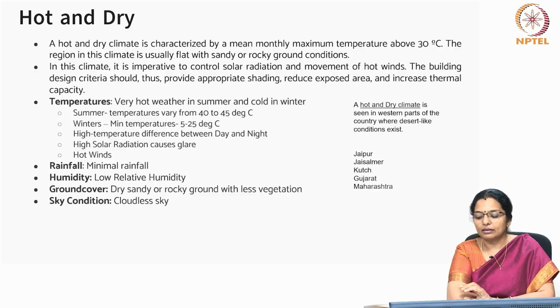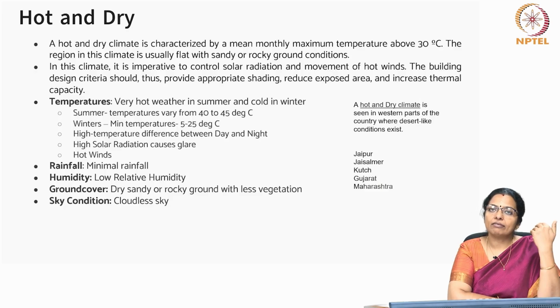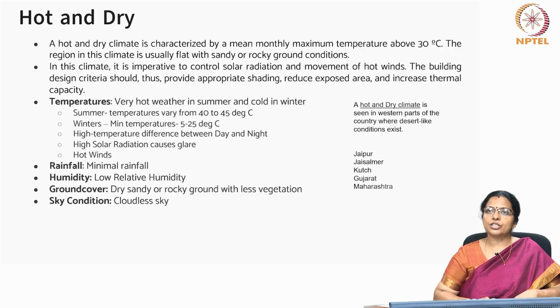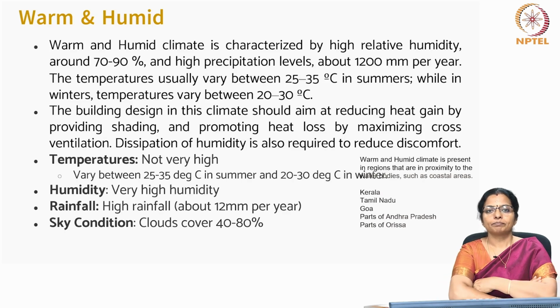Now, a hot and dry climate is seen in the western parts of the country where desert-like conditions exist. For example, Jaipur, Jaisalmer, Kutch, Gujarat, parts of Maharashtra. Even though the standards say that the temperatures vary between 40 to 45 degrees centigrade, there are places where temperatures this year have even touched 50 degrees centigrade. Places like Churu, where summer temperature has touched even 50 degrees centigrade.